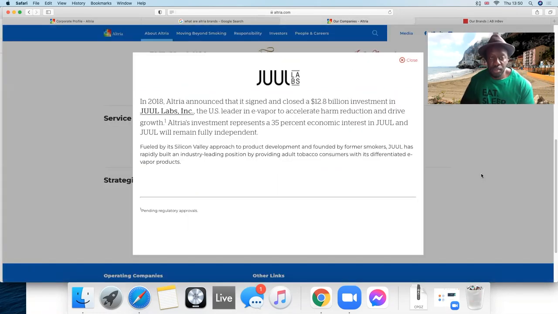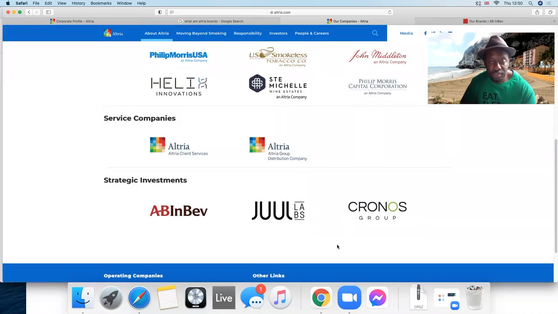Also, when it comes to vaping, in 2018, Altria announced that it signed and closed a $12.8 billion investment in Juul Labs, the US leader in e-vapor, to accelerate harm reduction and drive growth. Altria's investment represents a 35% economic interest in Juul, and Juul will remain fully independent. I really didn't think smoking was an innovative business, but clearly it is.